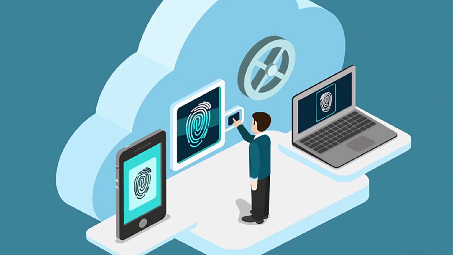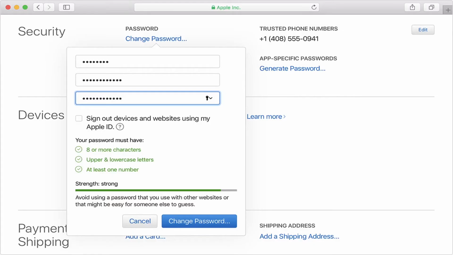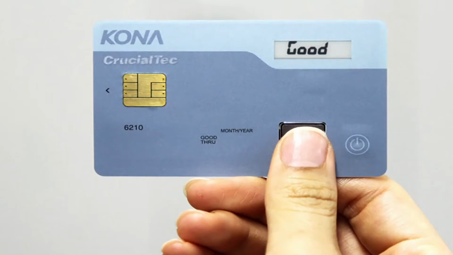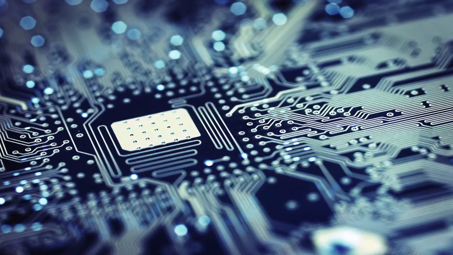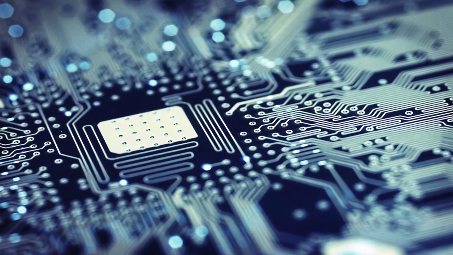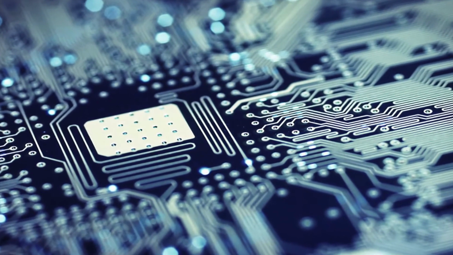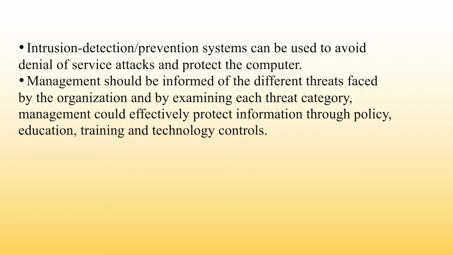Authentication methods such as user IDs and strong passwords, smart cards or biometrics, etc. can be used to prevent unauthorized access to computer system resources. Intrusion detection or prevention systems can be used to avoid denial of service attacks and protect the computer.